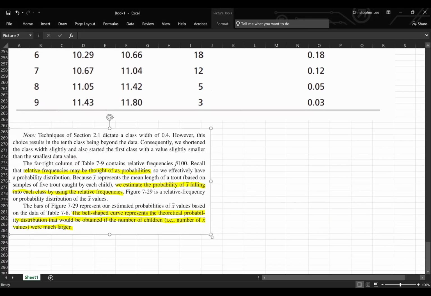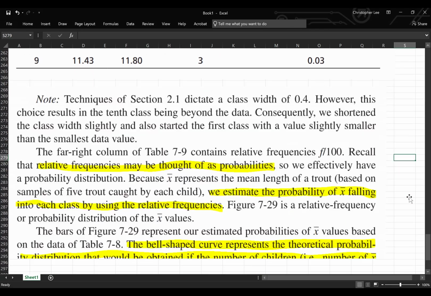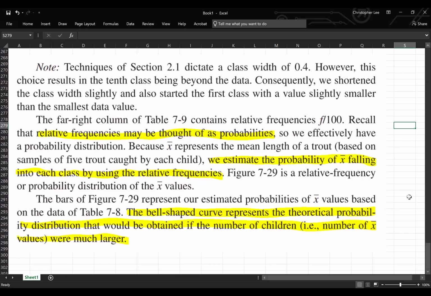All right. So note the techniques of section 2.1 dictate a class width of 0.4. However, this choice results in the 10th class being beyond the data. Consequently, we shortened the class width slightly and also started the first class with a value slightly smaller than the smallest data value. The far right column of table 7.9 contains relative frequencies, right? The frequency divided by 100.